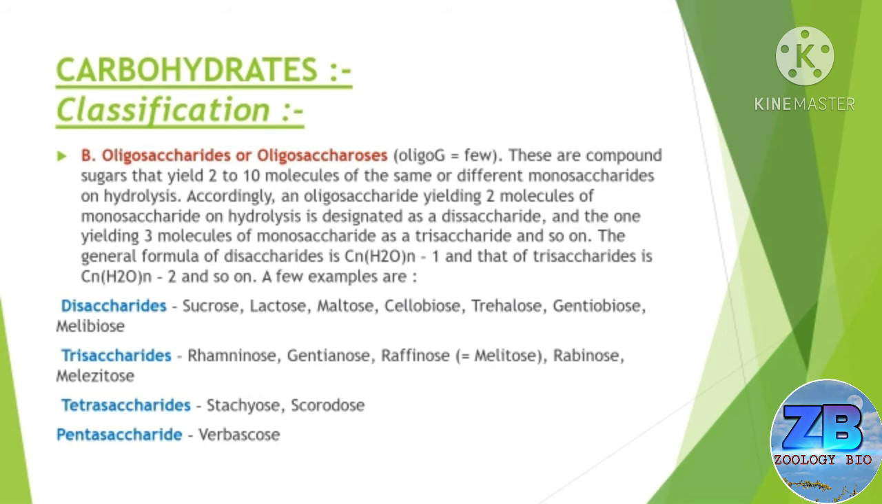The general formula of disaccharides is CnH2n-2On-1 and that of trisaccharides is CnH2n-4On-2, and so on. A few examples are disaccharides: sucrose, lactose, maltose, cellobiose, trehalose, gentiobiose, melibiose. And the trisaccharides are rhamninose, gentianose, raffinose, maltotriose, rabinose, melezitose. And tetrasaccharides are stachyose, scorodose, and the pentasaccharide is verbascose.